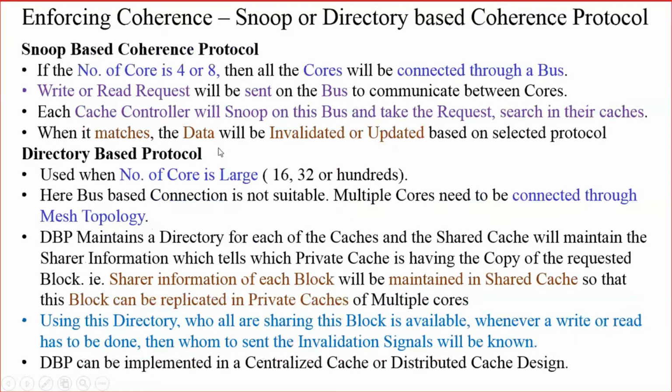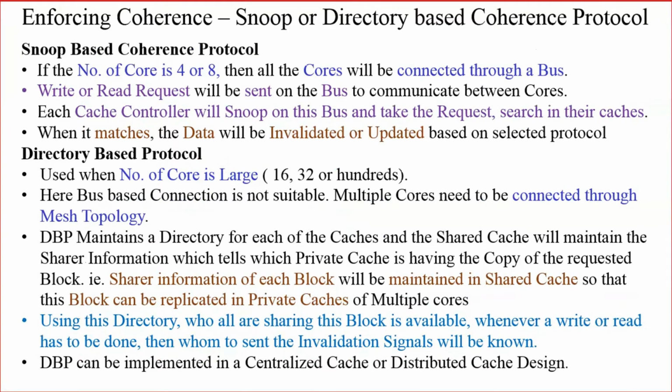If it is matching, data will be either invalidated or updated based on the previous two protocols, whichever is used. So when the number of cores is 4 or 8, a bus connection will be there and the cache controller will be snooping on the bus. It will be snooping only on the bus.